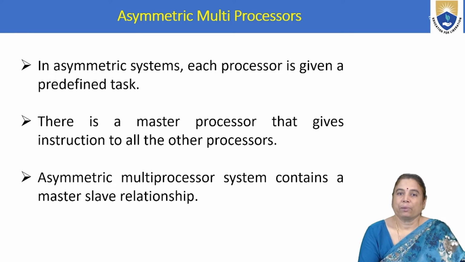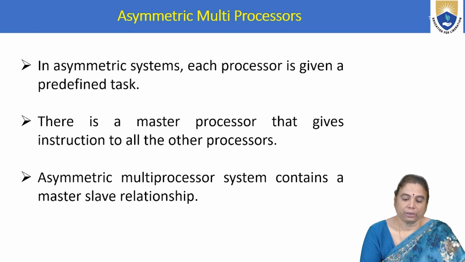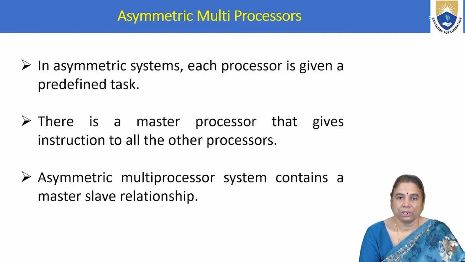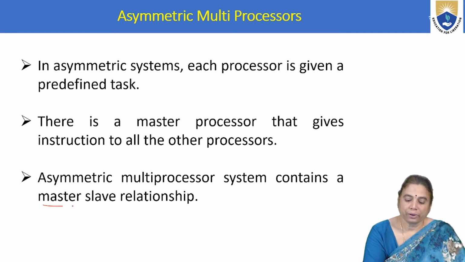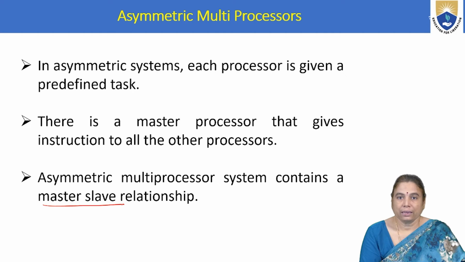What is asymmetric multiprocessor architecture? In asymmetric systems, each processor is given a predefined task. There is a master processor that gives instructions to all other processors. So, between the processors, there exists a master-slave relationship. One processor acts as the master processor and gives instructions to all other processors. Asymmetric multiprocessor systems contain a master-slave relationship, but symmetric systems contain a peer-to-peer relationship.